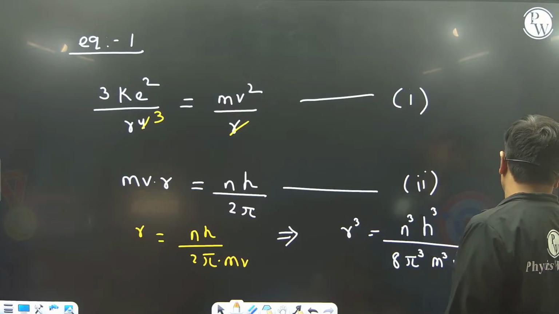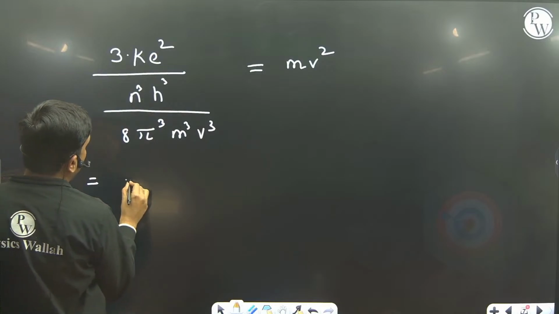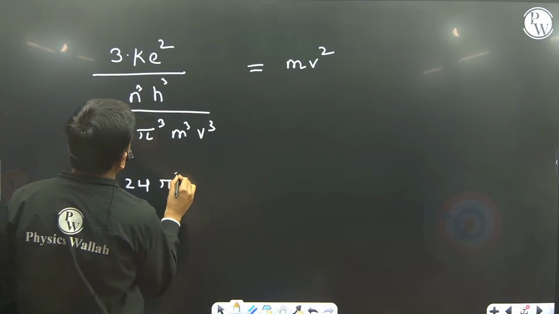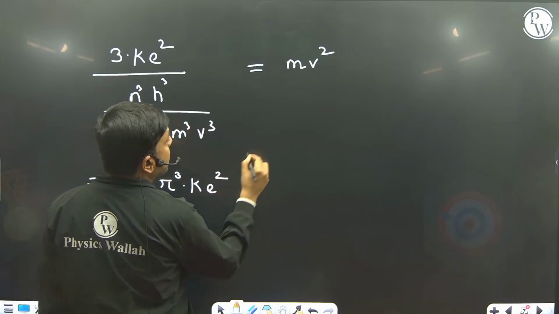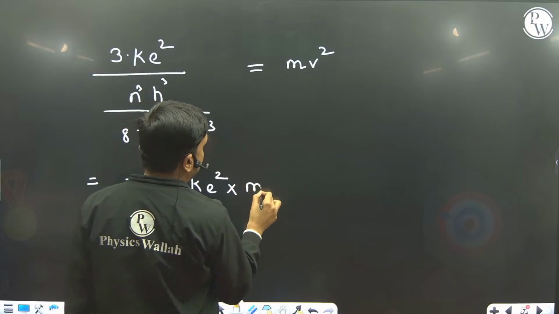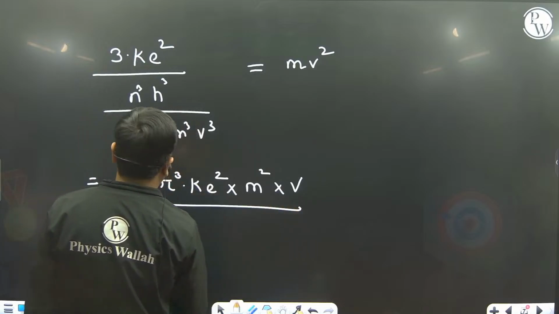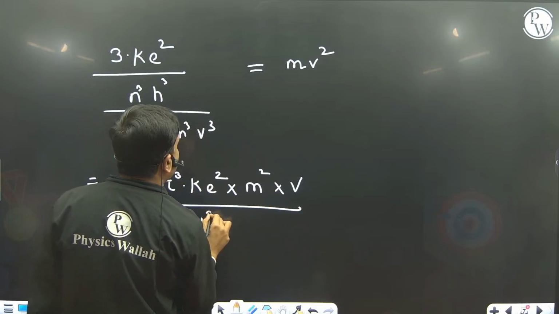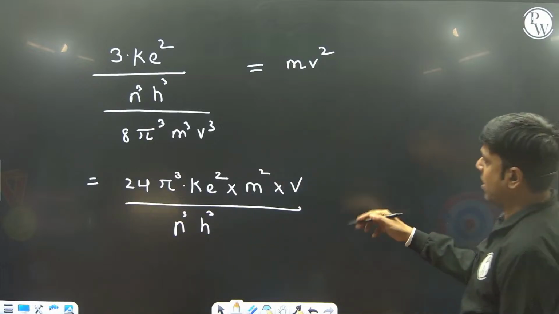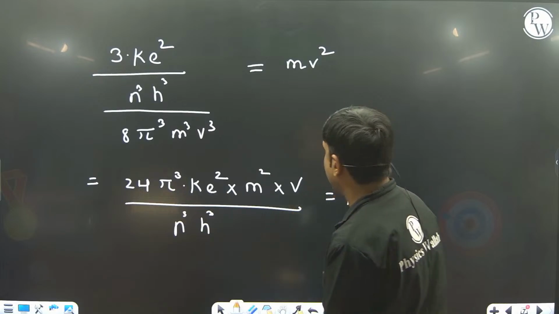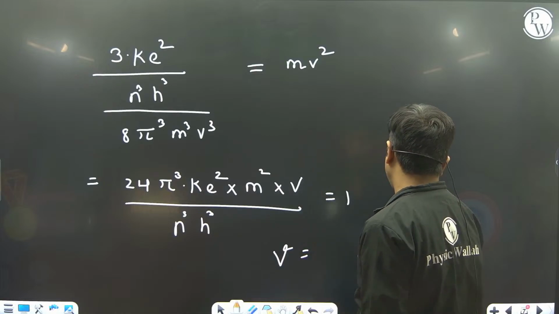Right? That's it. Perfect. This will go up, so I will have 24 pi cube into k into e square into mq, and 1m will get cancelled, so I will have m square into v. This v will go up and this one will be down, so n cube h cube, right? That's equal to 1.